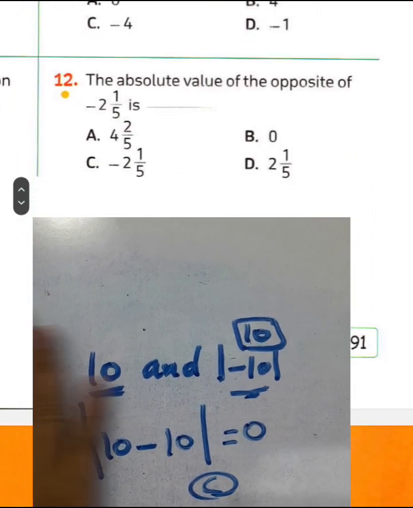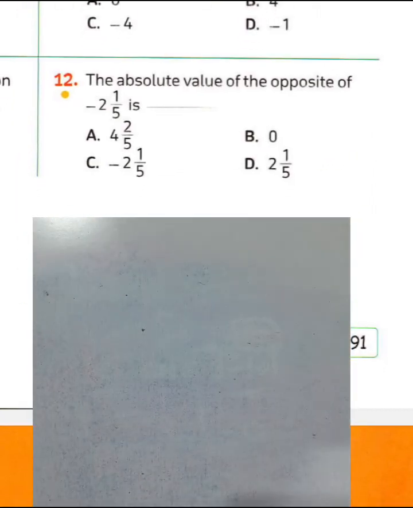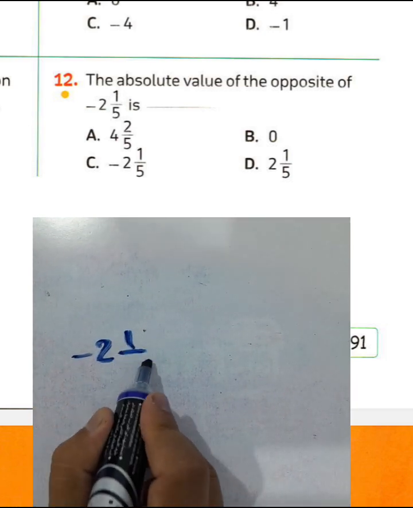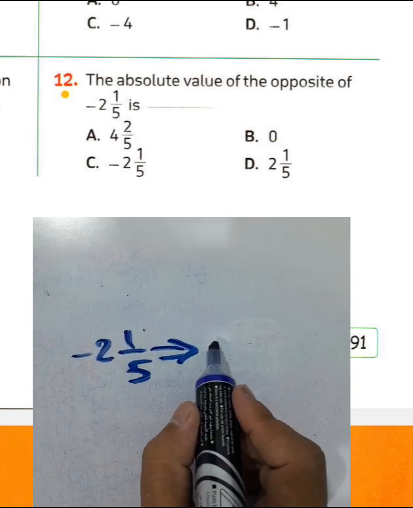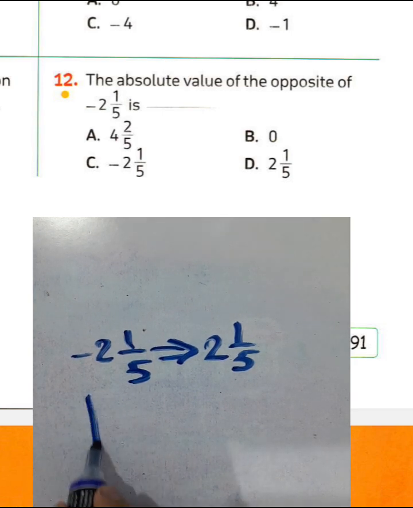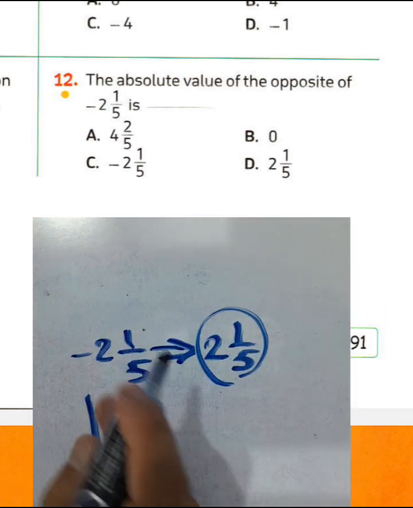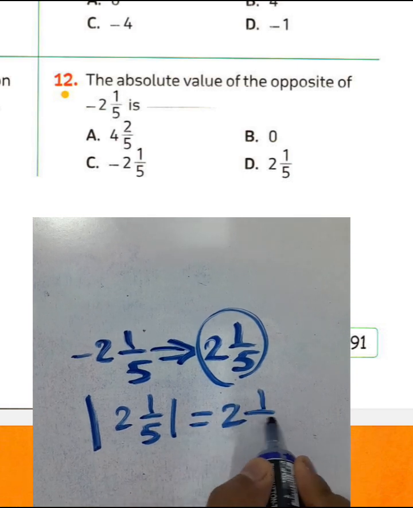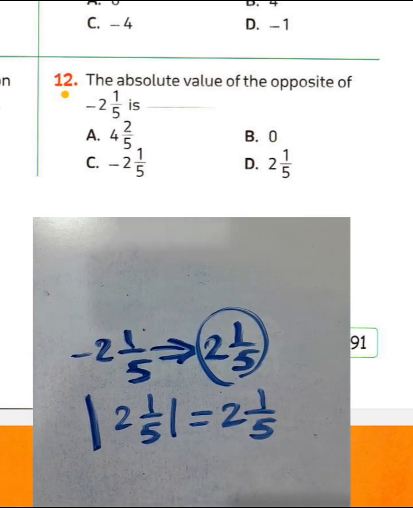Question 12. The absolute value of the opposite of negative 2 and 1 over 5. You know the opposite of negative 2 and 1 over 5 will be 2 and 1 over 5. Then the absolute value of the opposite of this number will be the same number. The result will be 2 and 1 over 5. Choose letter D for question number 12.